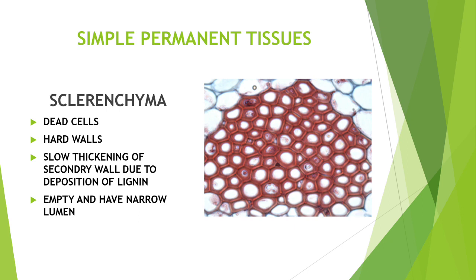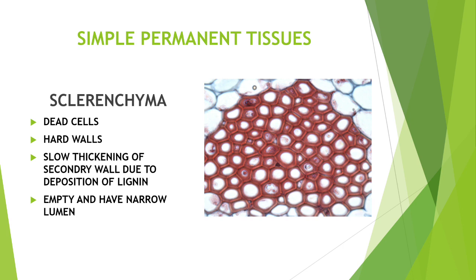Now this slide is of another type of simple permanent tissue, that is sclerenchyma. Besides parenchyma and collenchyma, sclerenchyma cells are dead cells and they have hard walls. They show thickening of the secondary wall due to the deposition of lignin. For example, the bark of the tree is an example of sclerenchyma cells. As they are dead, they are empty and have a narrow lumen. Children, sclerenchyma cells also provide mechanical strength to the plant.